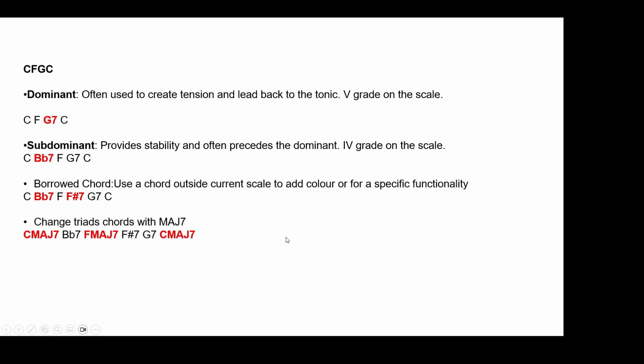Now, if you want to add more color to this progression, you can change these major chords here, the C and the F and the C. You can make them major 7 chords. It's just a change, just like I said, experimentation. You can leave it as a normal C chord, or you can change it to be a C major 7 chord. That's another way to add color to your chord progression.